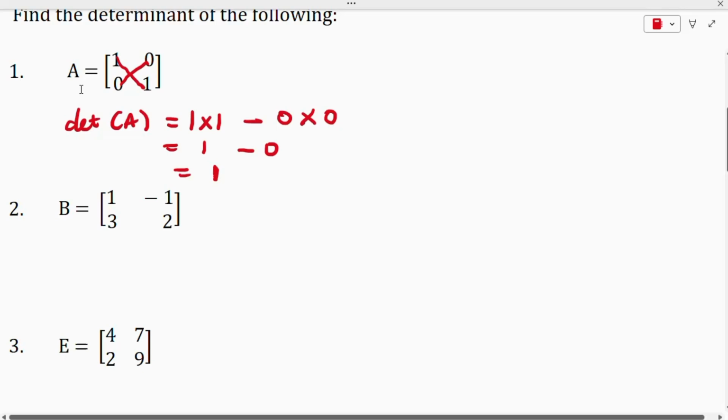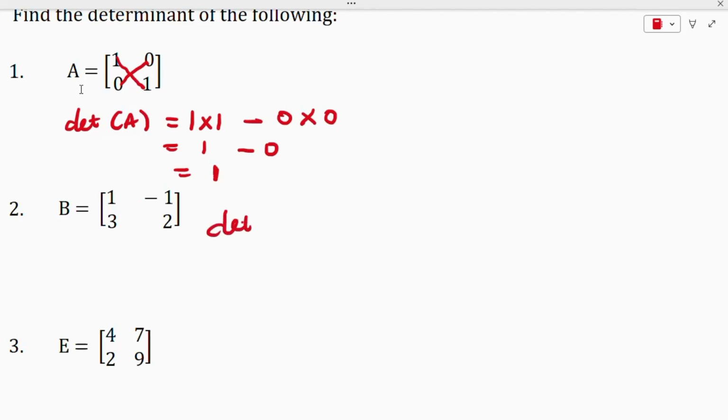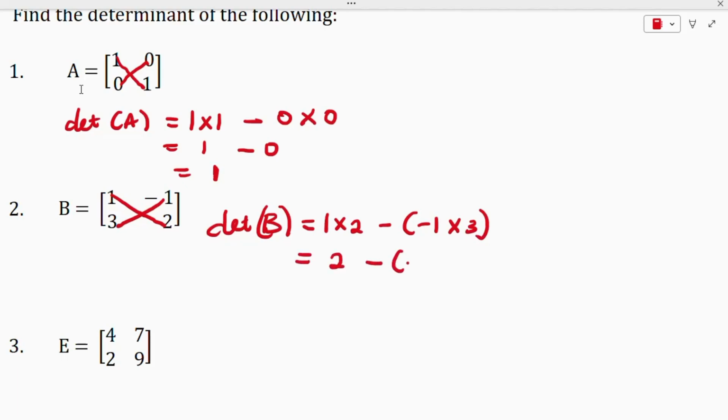1. Now the second question says if we have a matrix B equal to 1, negative 1, 3 and 2. To find the determinant of B, all you have to do is multiply diagonally. So you multiply 1 times 2 minus negative 1 multiplied by 3. So we have 1 times 2 to be 2, minus negative 1 multiplied by 3, we have negative 3, which is equal to 2, minus times minus is plus, 3. So this is equal to 5. So the determinant of this matrix is 5.